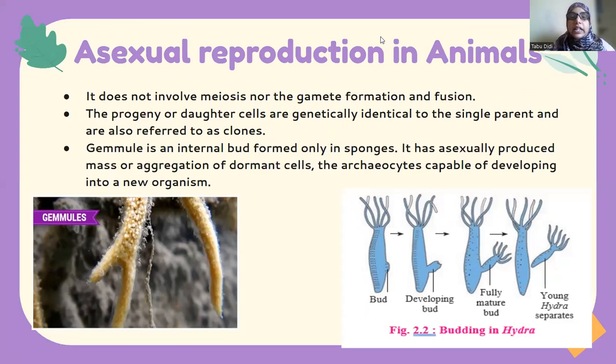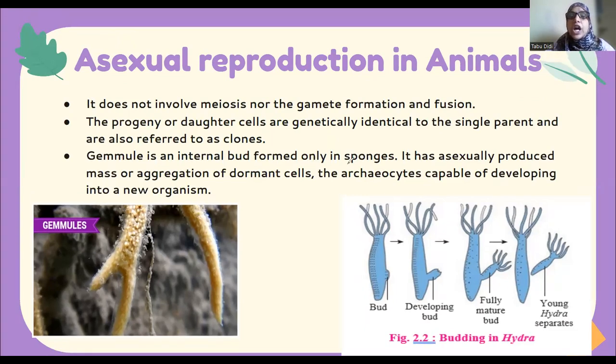So this is another example in sponges, in marine sponges basically. In 11th standard we covered the phylum of sponge, when we were doing kingdom Animalia. So gemmule is the part through which they will reproduce. It is like a bud only.